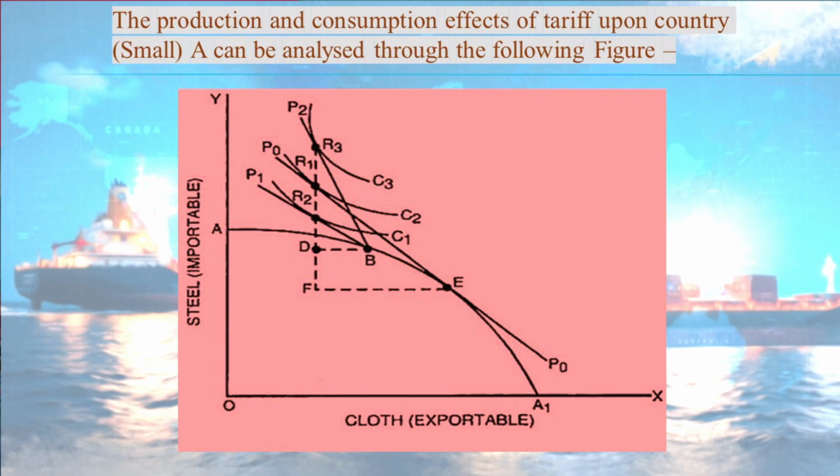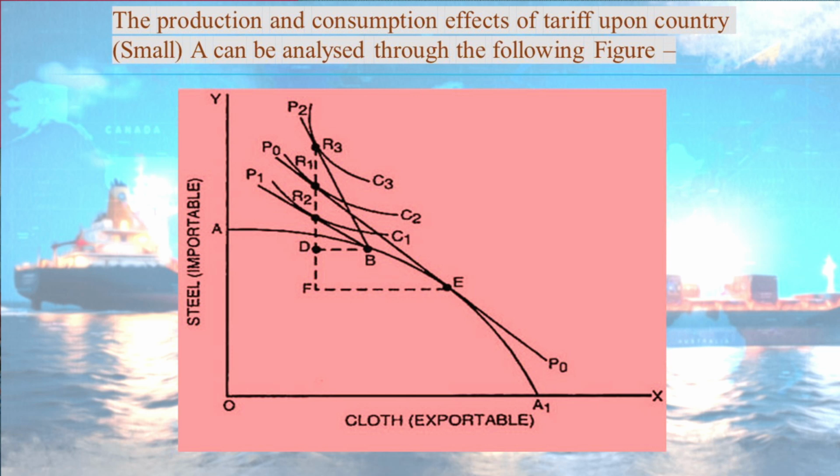Now let us come to the diagram. With the help of this diagram, and taking these assumptions as a basis of general equilibrium analysis, we will explain the production and consumption effect of tariff upon country A. Country A is small, and can be analyzed through the following figure. So this is the diagram.